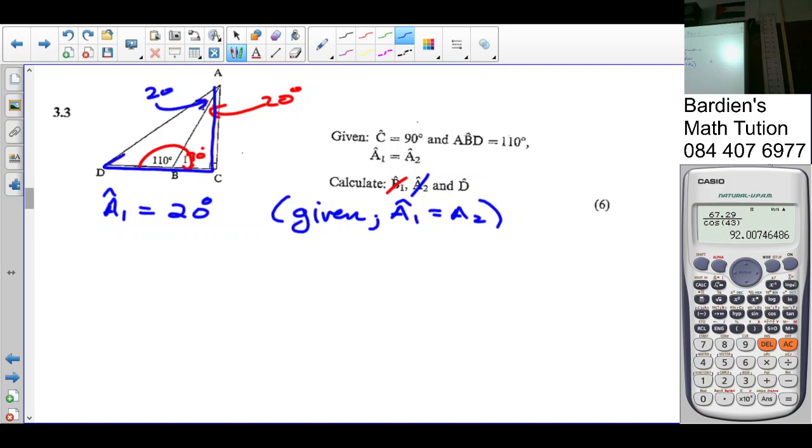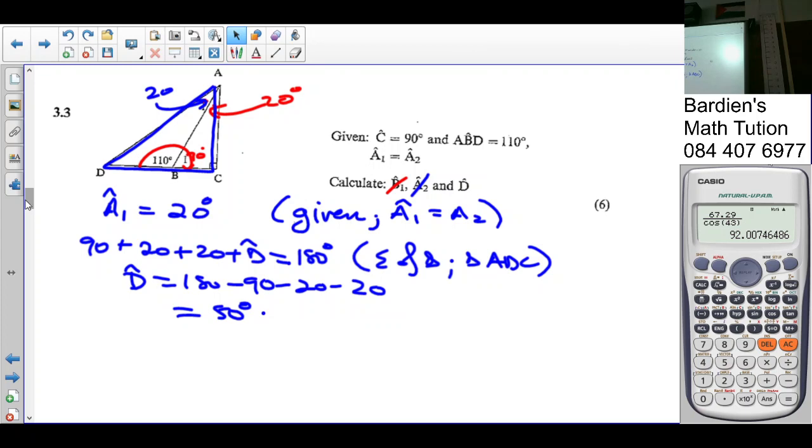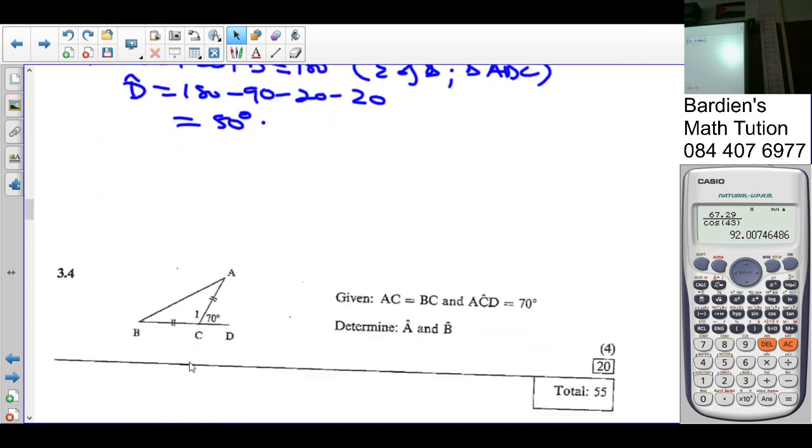Now we're going to go with the fact that it's sum of angles of a triangle. So it's 90 degrees plus 20 plus 20 plus angle D is equal to 180. Why? Sum of angles of a triangle, in this triangle ADC. So angle D is equal to 180 minus 90 minus 20 minus 20, which is 50 degrees. Okay, any confusion here? No.